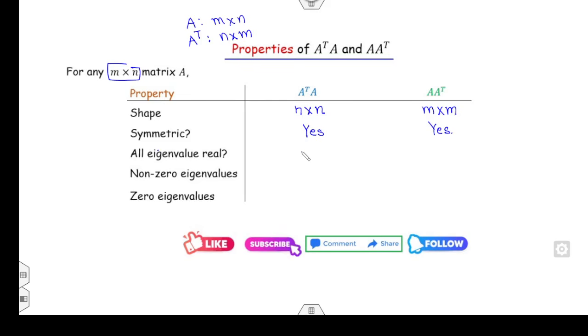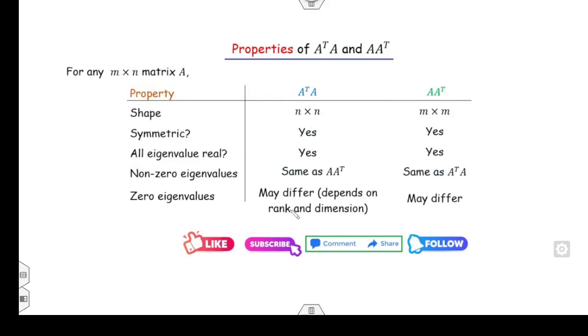Yes, it is symmetric. Are all the eigenvalues of the matrix A transpose A real? Yes, all the eigenvalues are also real because they are symmetric. Non-zero eigenvalues of A into A transpose are the same. And what about the zero eigenvalues? Zero eigenvalues may differ depending on whether m is greater than n or n is less than m, that is, depending upon the rank and the dimensions, the values of m and n. The non-zero eigenvalues of A transpose A and A into A transpose are always the same.